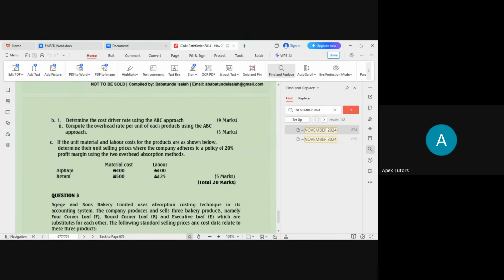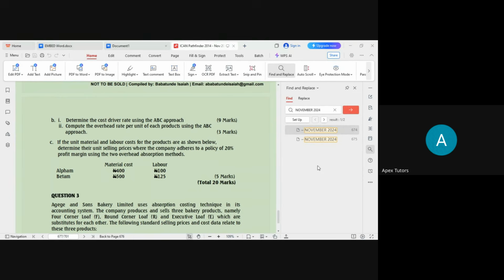For Alpha, for 400 plus 100, what is the overhead value you will get? You add 20% on it, and you get your revenue, your selling price. Selling price minus that total cost will give you the profit margin. For BTAM, 500 plus 125 plus the overhead you will compute, and you add 20% on it, you get the profit plus the cost, you get the selling price, and that is what they want you to do at this point.